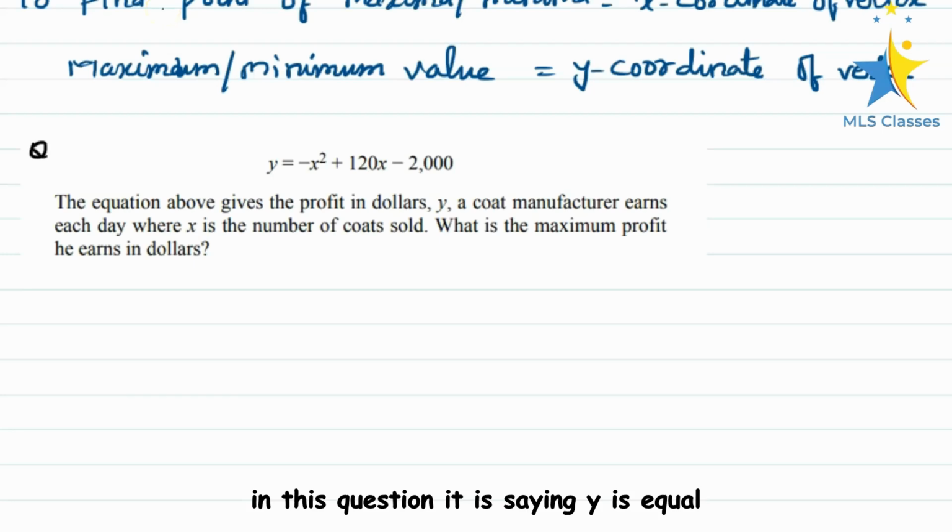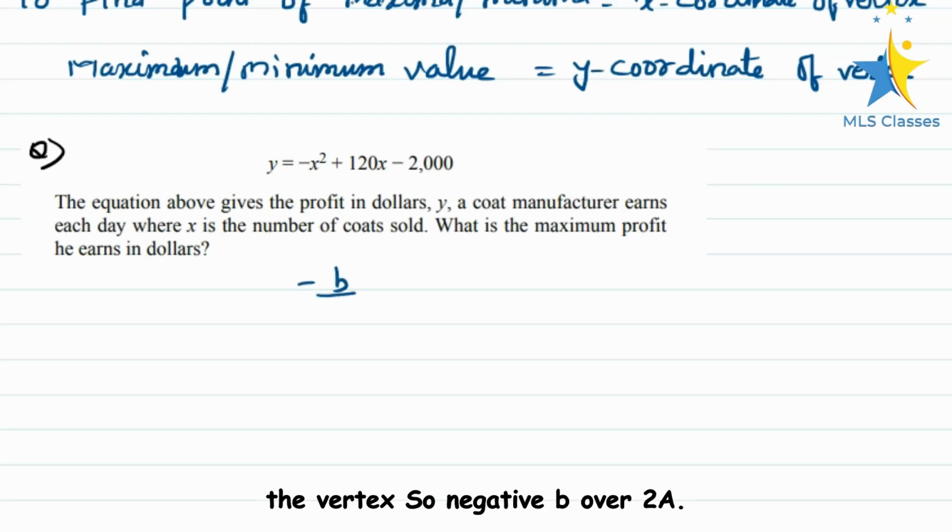In this question it says y is equal to negative x square plus 120x minus 2000. The equation above gives the profit in dollars y a coat manufacturer earns each day, where x is the number of coats sold. What is the maximum profit he earns in dollars? So we need to find the maximum value, and that means we need to find the y coordinate of the vertex. For that, we first need to find the x coordinate. Either we can convert it into vertex form, or we can just find the vertex. So let's find the vertex.